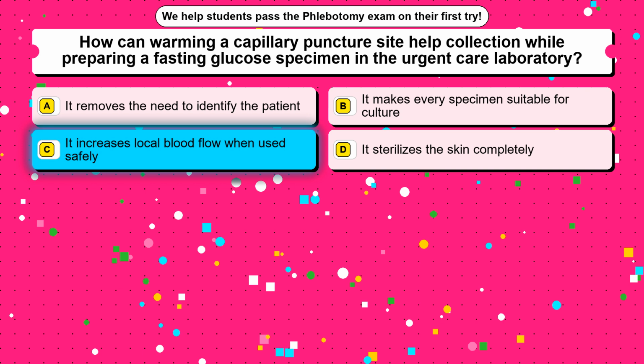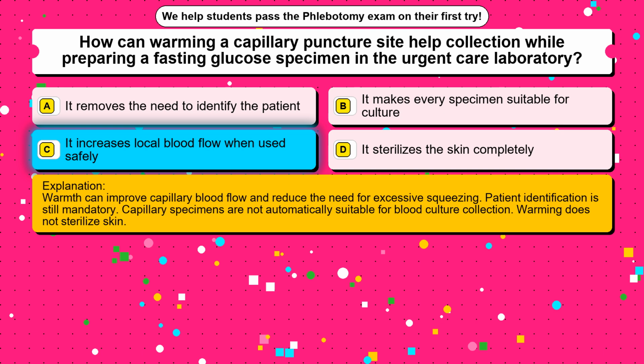The correct answer is option C. It increases local blood flow when used safely. Warmth can improve capillary blood flow and reduce the need for excessive squeezing. Patient identification is still mandatory. Capillary specimens are not automatically suitable for blood culture collection. Warming does not sterilize skin.